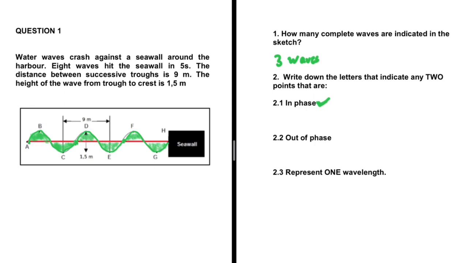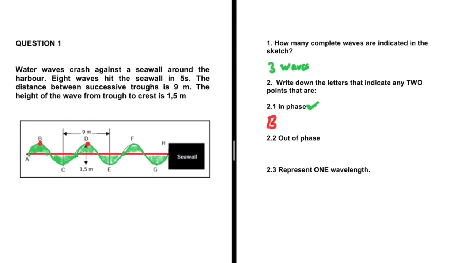For instance, B and D. B and D are 2 points that are in phase. The same is true with C and E. There's 1 wavelength between C and E. So those are other 2 points that are in phase. But believe it or not, between C and G, we also have 2 points that are in phase because there are 2 wavelengths in between them.